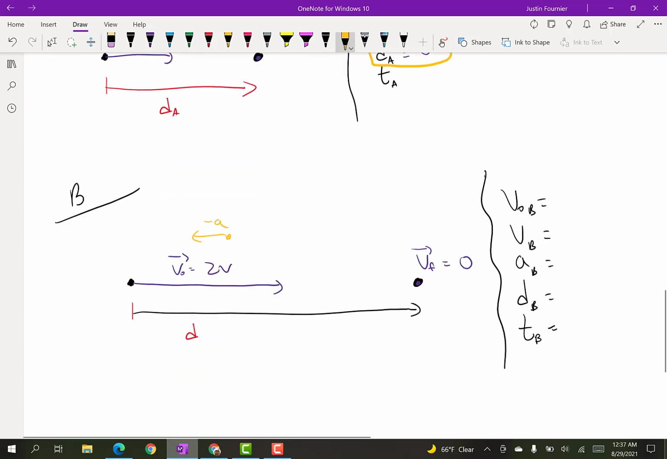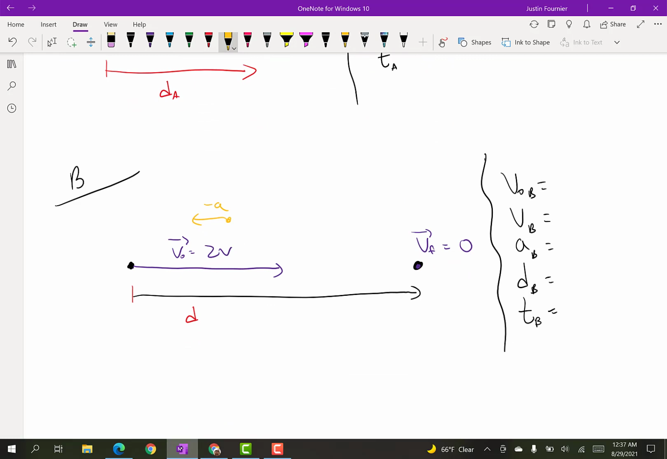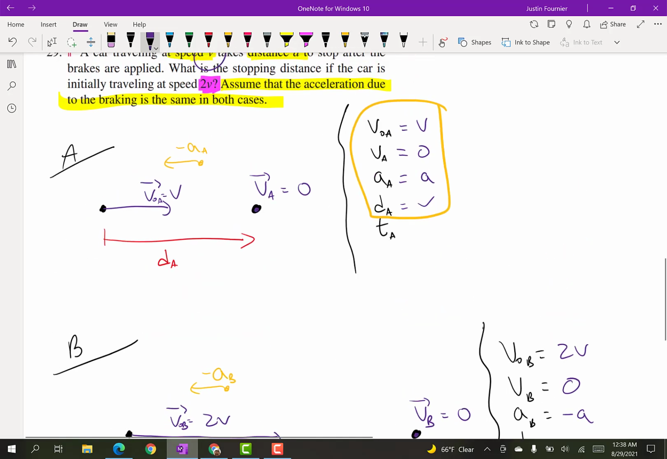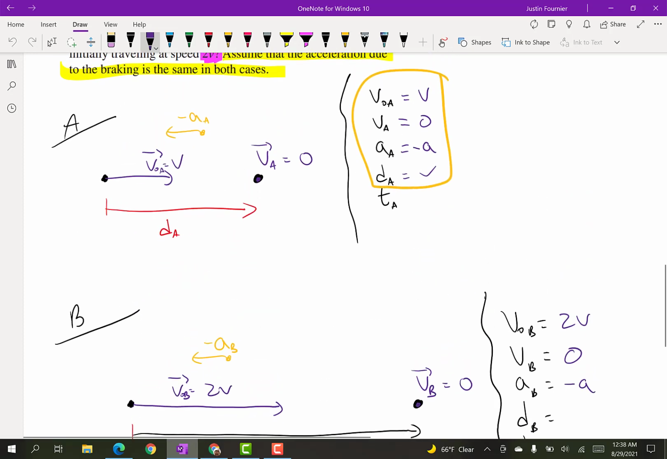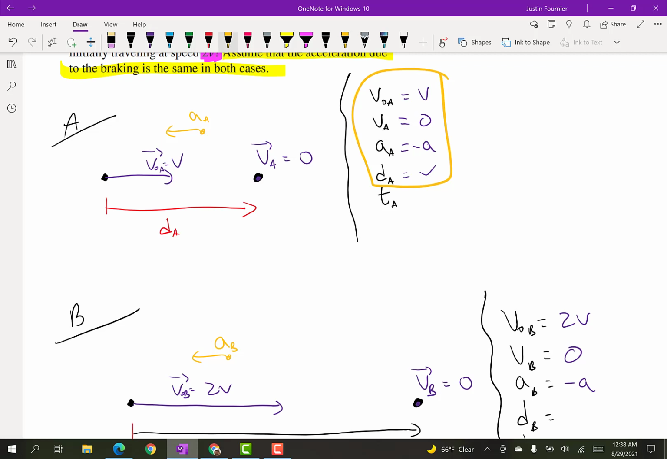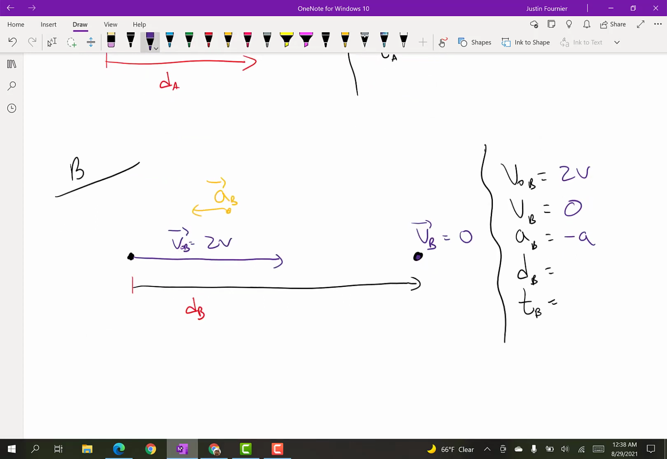Well, let's also do situation B. So situation B, I'll say this is the acceleration for situation B, this is the initial velocity of situation B, the final velocity of situation B, and then the distance traveled by situation B. So my initial velocity is 2v. My final velocity is also going to be 0 because we're talking about the stopping distance, so at the end it's going to stop. The acceleration is also going to be negative a. Sorry, this should also be negative a. And then the displacement, I mean that I know, but that's what we're trying to find.